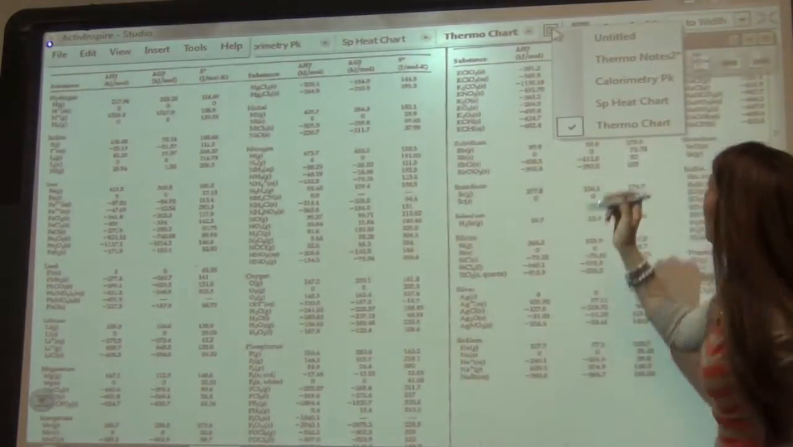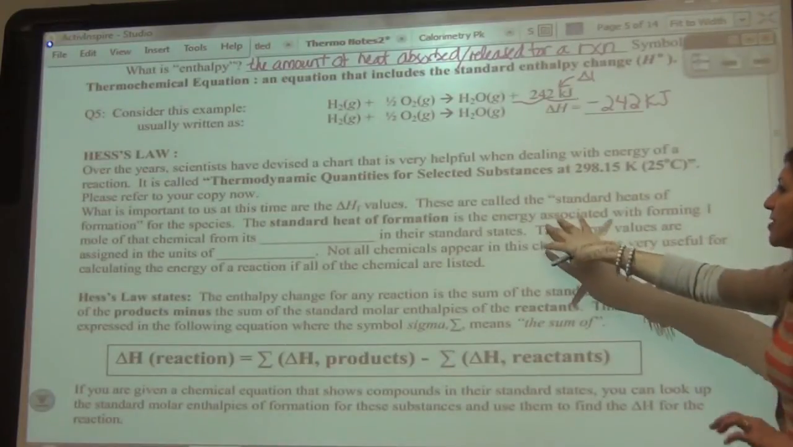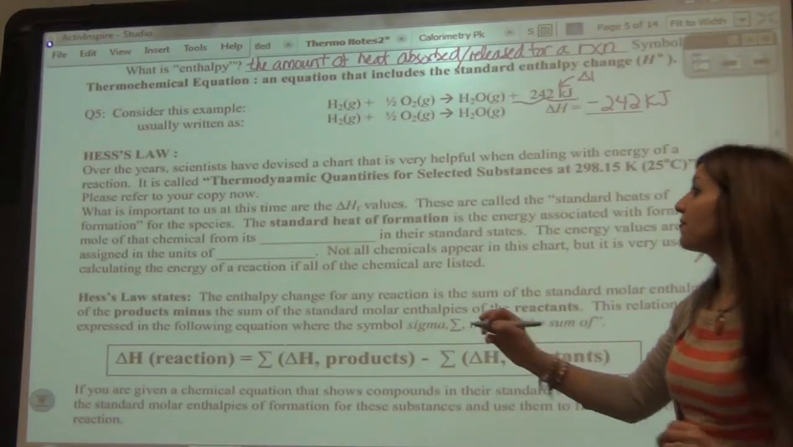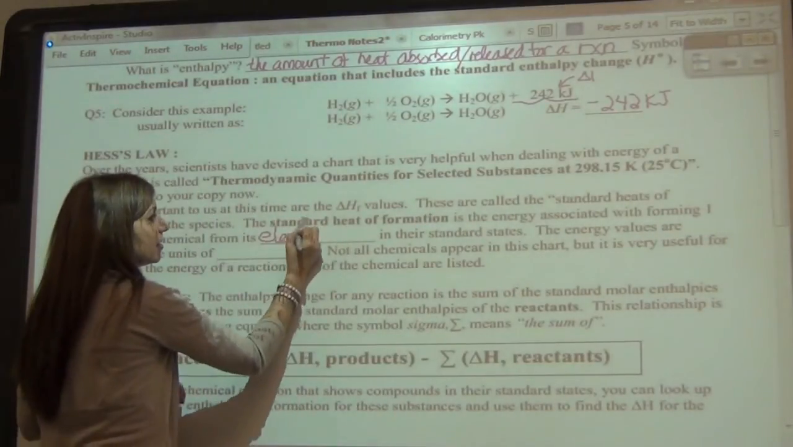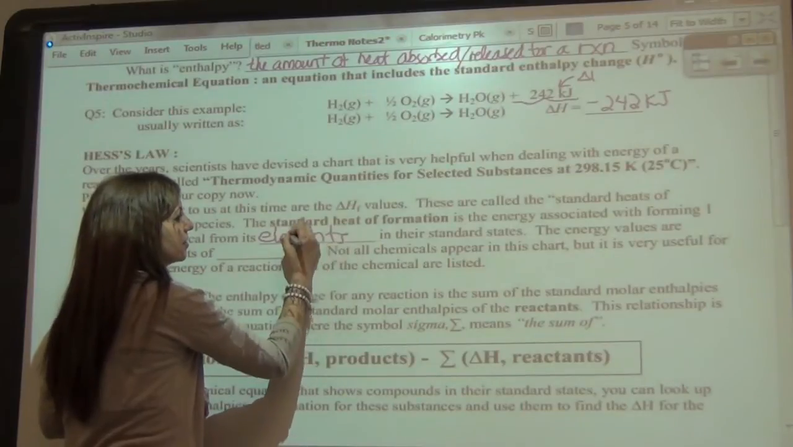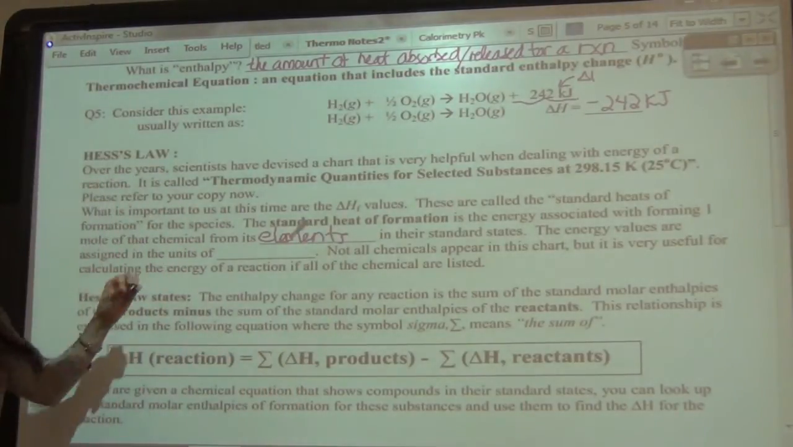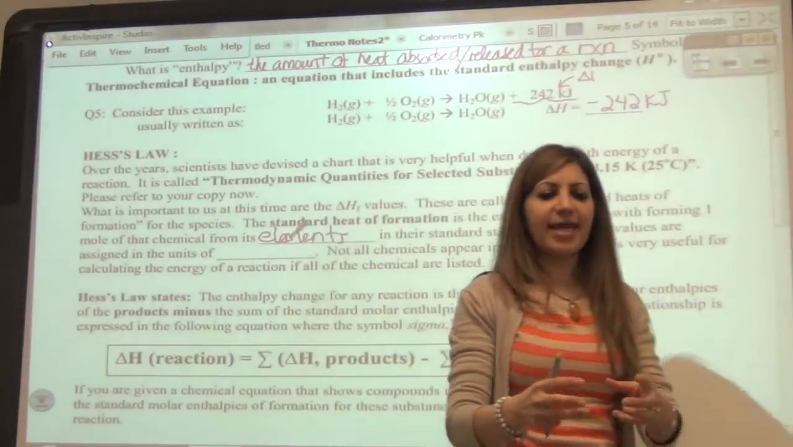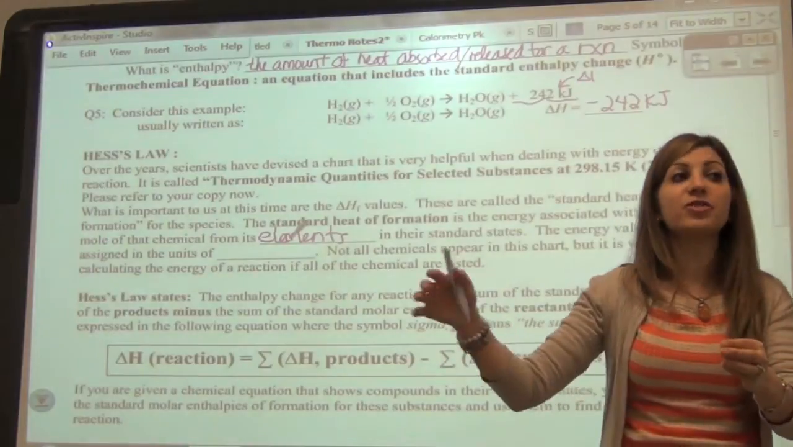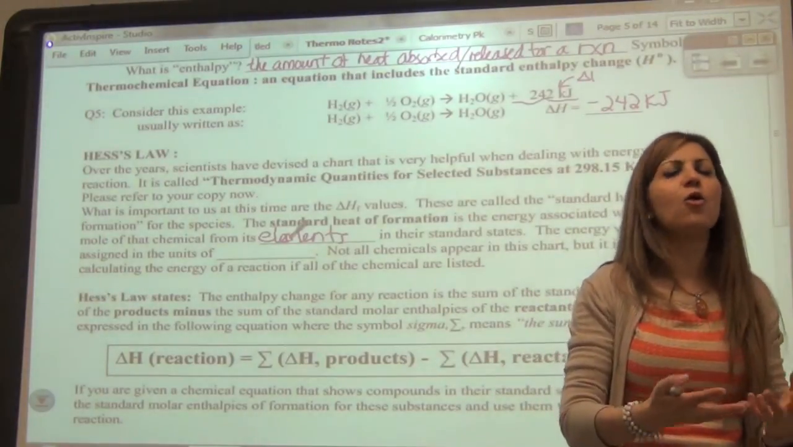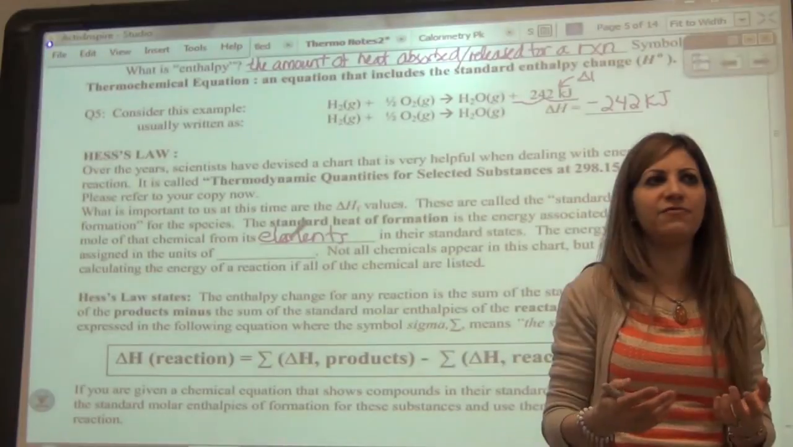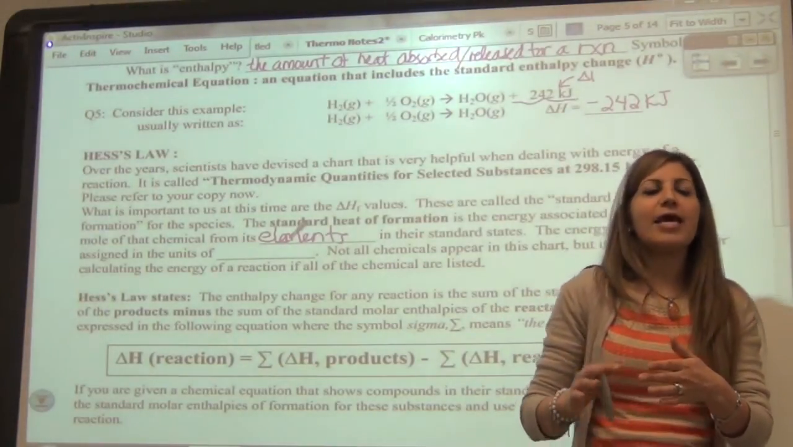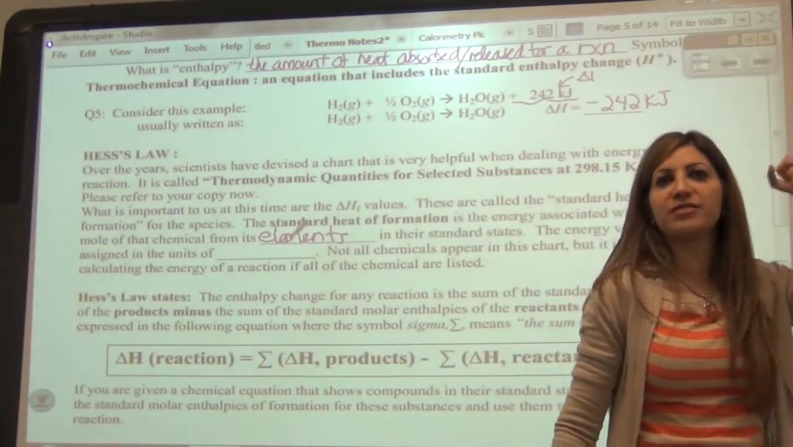Okay. So it says the standard heat of formation is the energy associated with forming 1 mole of that chemical from its elements in their standard states. From its elements in their standard states. So what this number is telling us is, what did it take to make this substance from its own elements. Like if you had NaCl, what elements is NaCl salt made of? Sodium and chlorine. But in its natural state, it would have to be sodium is black, which means it's what?